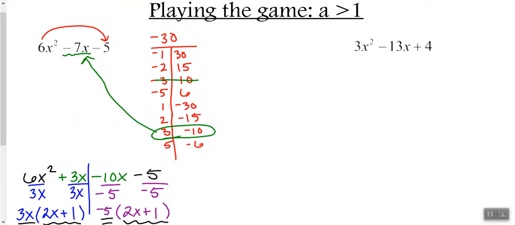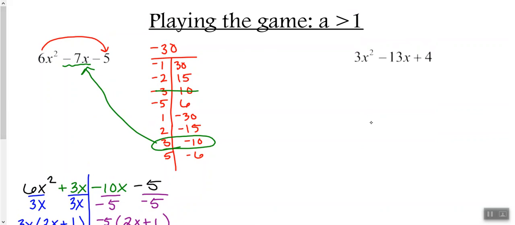All right, if you want to try the last one on your own, go ahead and pause the video and then check back in. If you still need to watch, that's fine. I'm going to go through this, but I am going to pick up the speed a little bit. So first step, looking for a GCF. I don't have any GCF for that one, and I can't group because there's only 3 terms. So I'm going to take the first number 3 times the last number 4. That gives me 12.